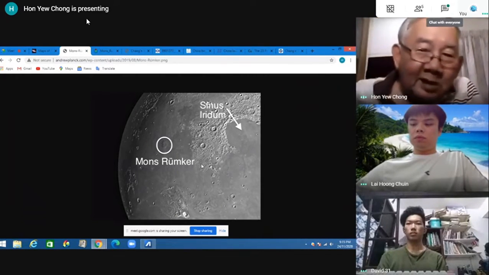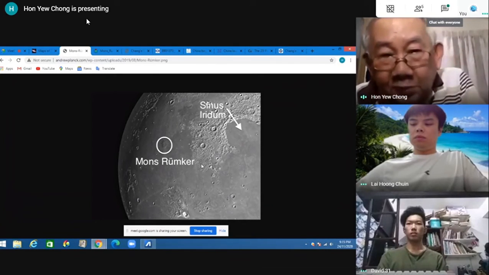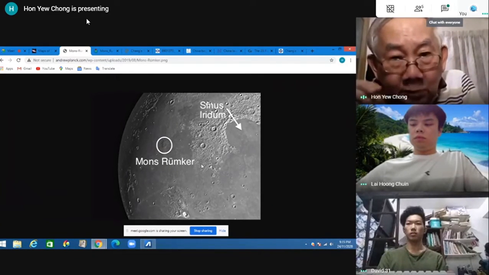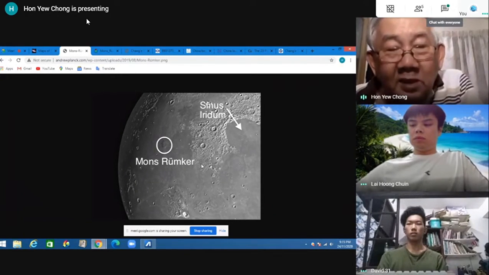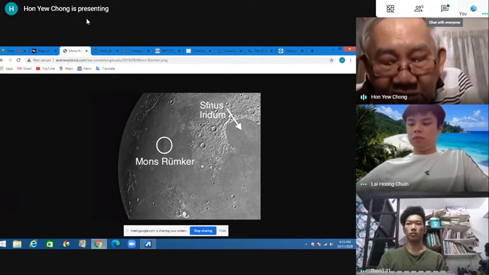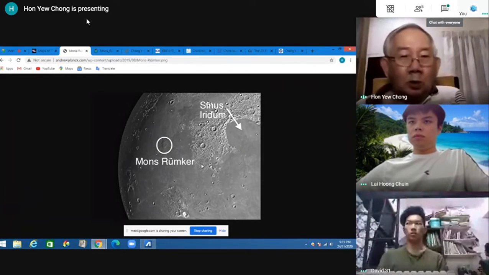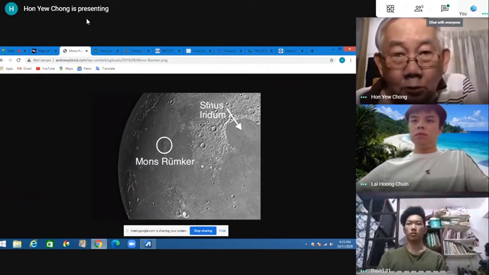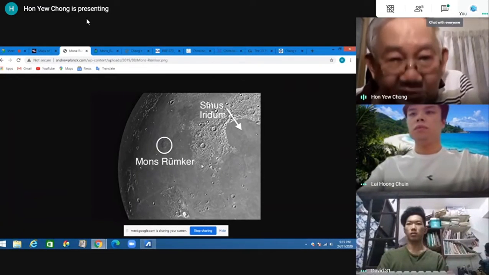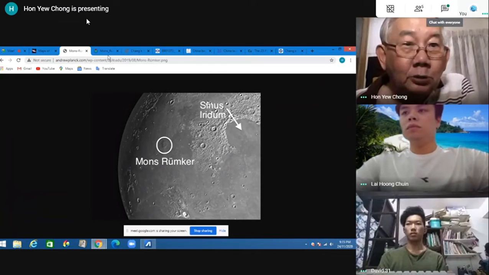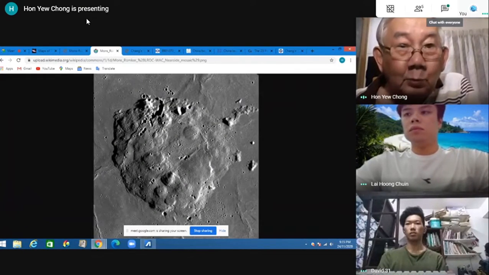So that means they're going to finish the project in one lunar day to get the moon soil and other data, and it will come back to the Earth on December 16 or December 17, right? So the whole mission, from launching to go to the moon and come back to the Earth, is about 23 Earth days, 20 Earth days, okay? So now more information. This is Mons Rümker.